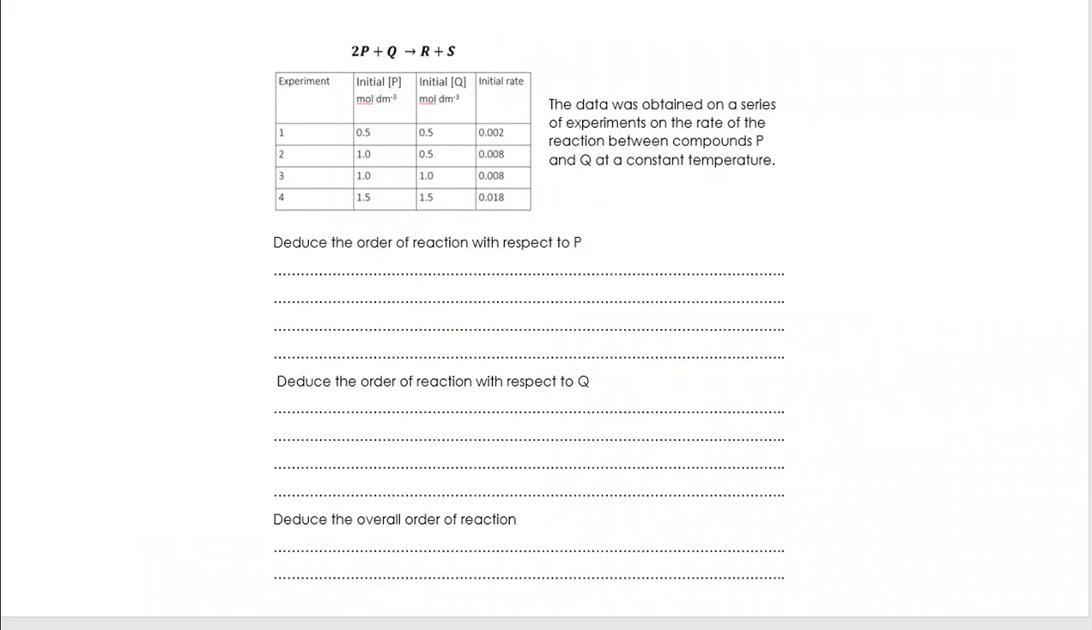So let's move on and let's take a look at one final question in this video. And you can see here that you're using another one of our tables. Deduce the order with respect to P, then Q, then the overall order of reaction. Well, P, I'm going to start by comparing experiments 1 and 2, where I double P, but I keep Q the same, and I've actually quadrupled the initial rate. That tells us it's second order with respect to P.